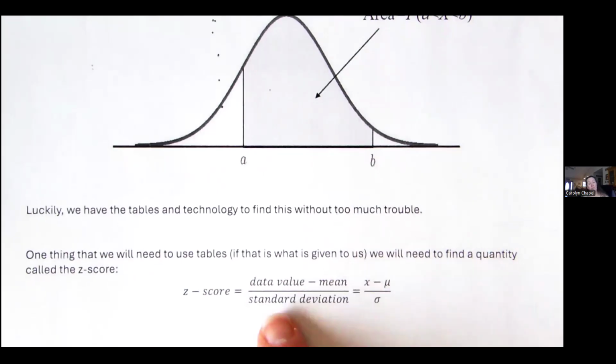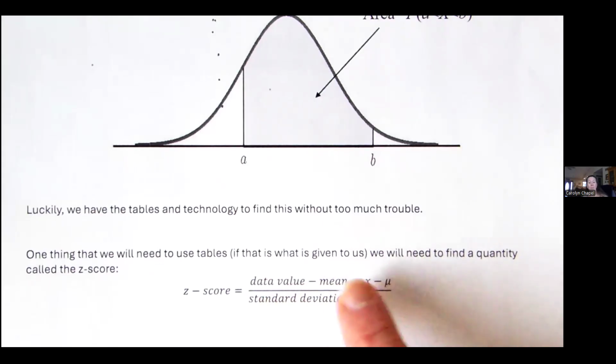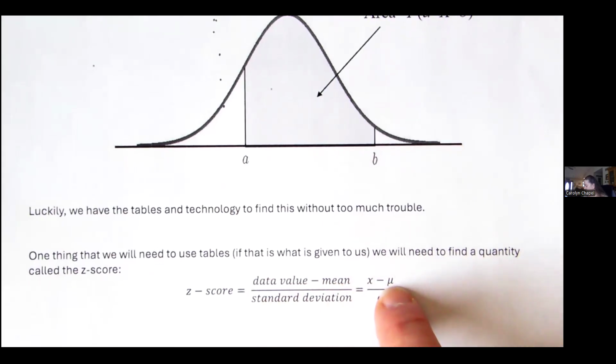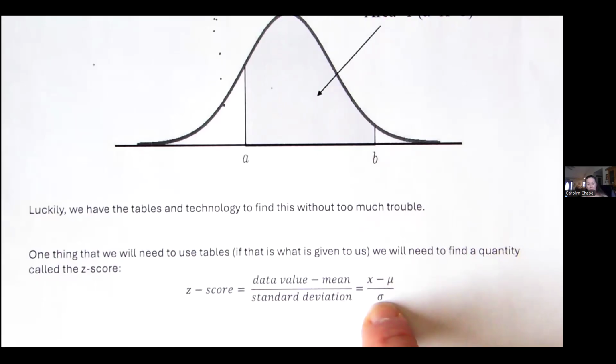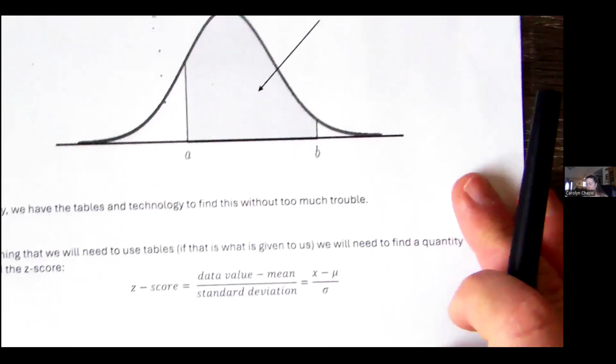And again, remembering the formula of a z-score is your data value, which we denote by x, minus our mean, which we use mu if we're talking about a population. If we're talking about a sample, we will use x bar. And then dividing by our standard deviation, which is sigma if we're talking about a population. If we were talking about a sample, we have the s show up there. So just keep in mind those symbols that we use over and over and over again.